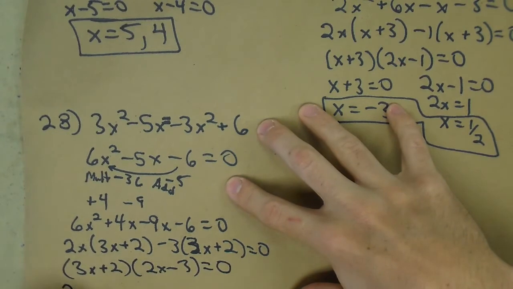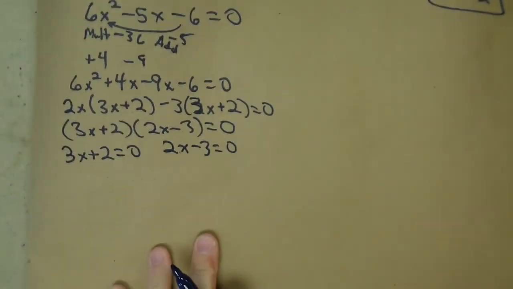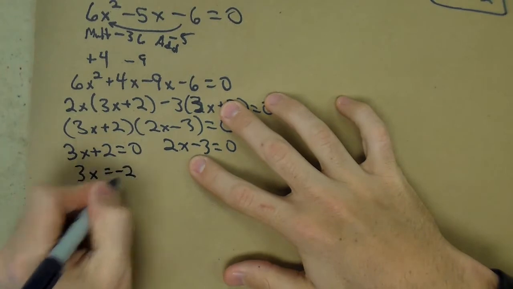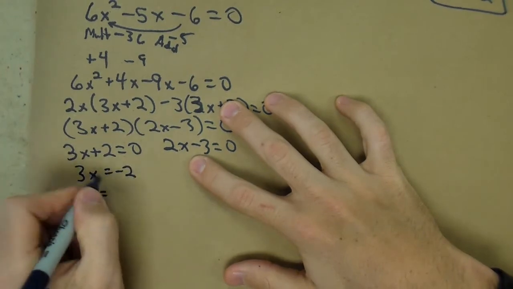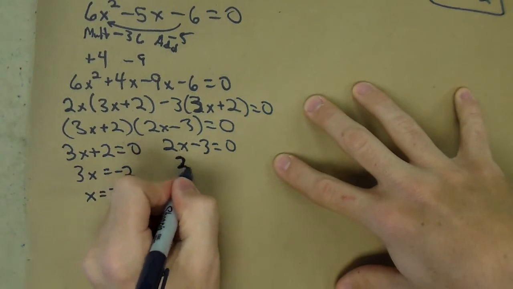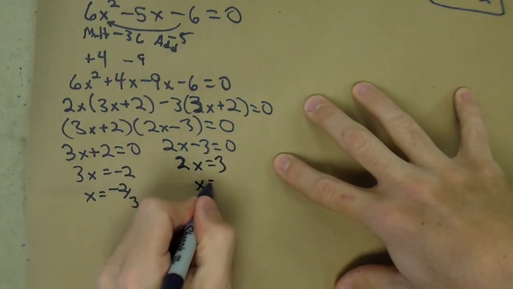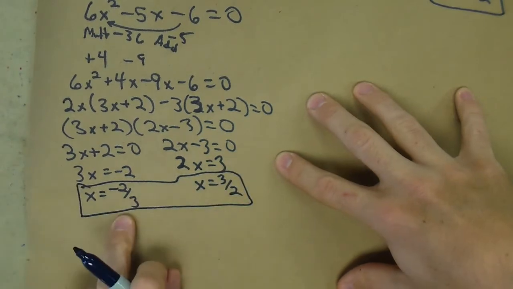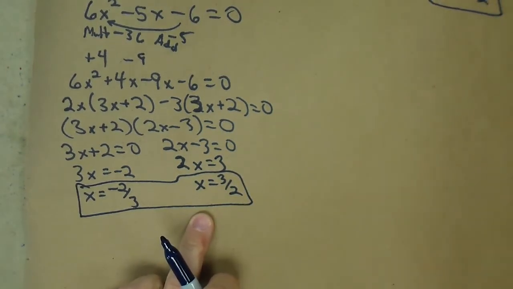Set each of these equal to 0. We have 3x equals negative 2, then that's going to be x equals negative 2/3. Other side, 2x equals 3, x equals 3 over 2. So our two solutions are negative 2/3 and 3 over 2.